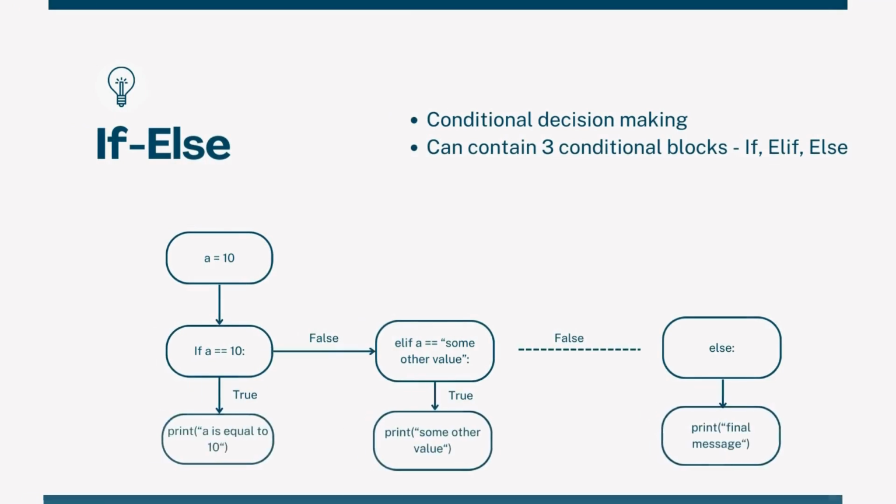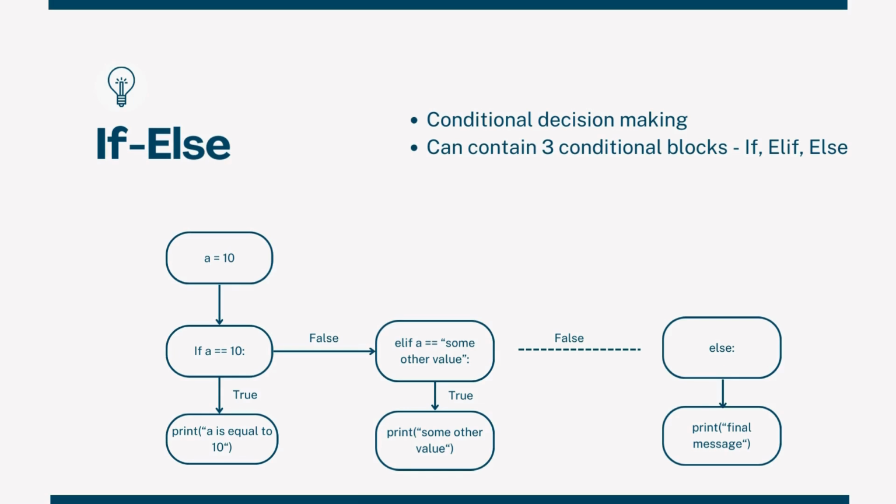Another important fundamental concept in Python is the conditional logic, which is implemented with the help of if-else conditions. These are essential for decision making in your code. With conditional statements like if-else, you can control the flow of your code based on specific conditions. The basic structure of an if-else statement in Python follows this flowchart. We have initialized a variable called a with a value of 10. Then we check if the variable a has a value of 10. If its value is 10, then we just print a message like a is equal to 10 to the console.